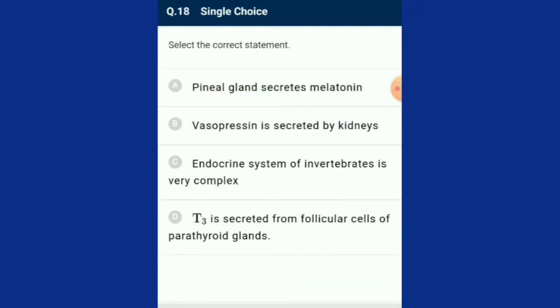Question number 18. Select the correct statement. Vasopressin, that is ADH, is secreted by the hypothalamus. The endocrine system of invertebrates is simple. T3 is secreted from follicular cells of the thyroid gland. So the answer for this question is option A. Pineal gland secretes melatonin. That is a correct statement.